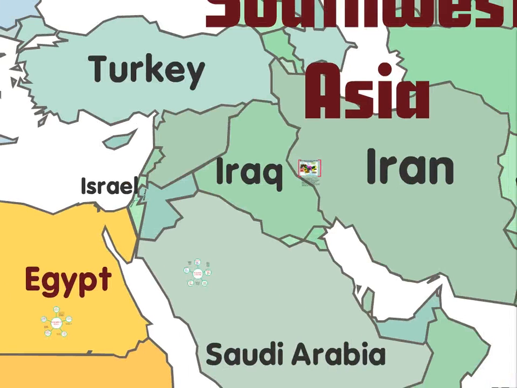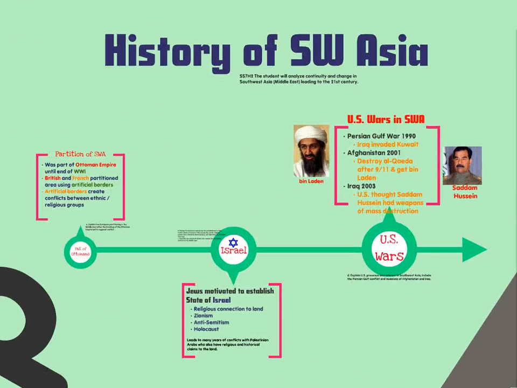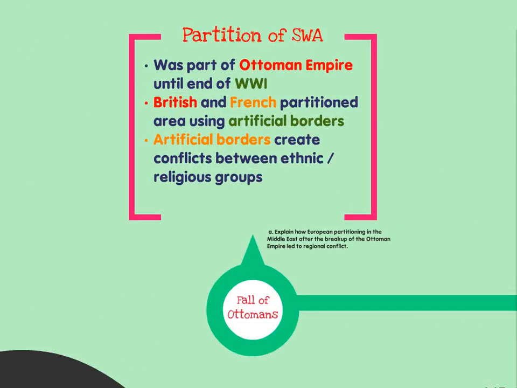Okay, so let's zoom in over here and talk about history. Now, Southwest Asia had originally been part of the Ottoman Empire, at least until the end of World War I. After the end of World War I, the British and the French took over, and they partitioned all that land, the Arab land in particular, using artificial borders. And as we know, artificial borders were created at the whim of the British and the French and have nothing to do with pre-existing ethnic or religious lines. This means that these borders create a lot of conflict between ethnic and religious groups and their various historical claims to the land.